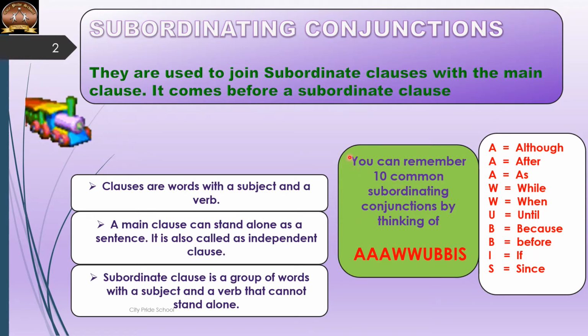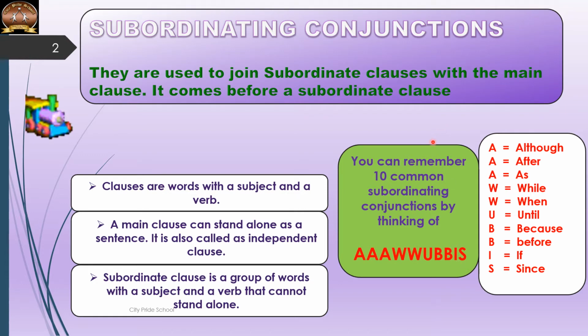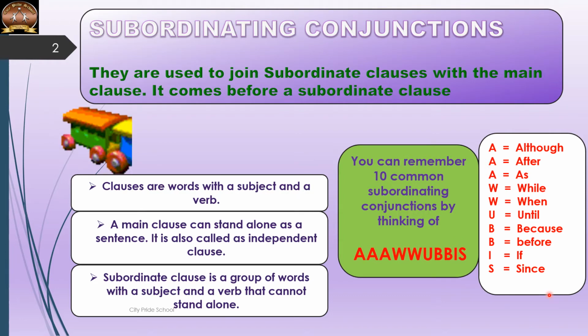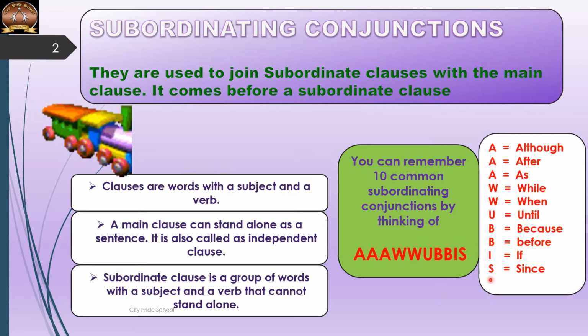Now the easiest way to remember subordinating conjunctions is an acronym. AWUBIS is the acronym to remember subordinating conjunctions. These are 10 common ones. There are many more, but in 7th standard, if you are thorough with these 10 subordinating conjunctions, it's more than enough. A stands for although, A for after, A for as, W for while, W for when, U for until, B for because, B for before, I for if, and S for since.